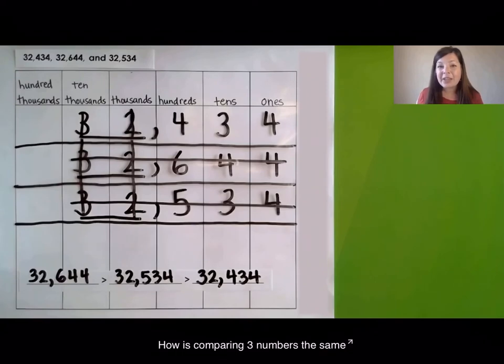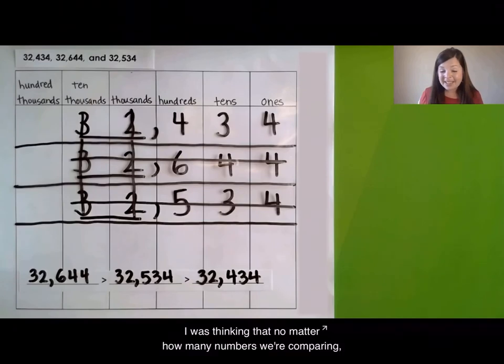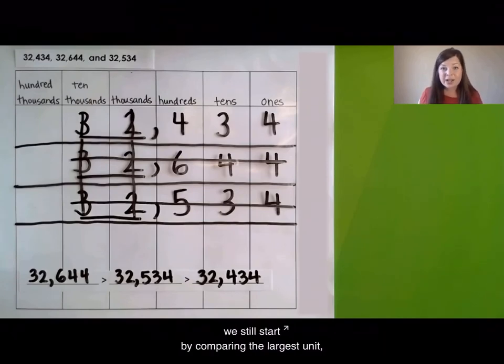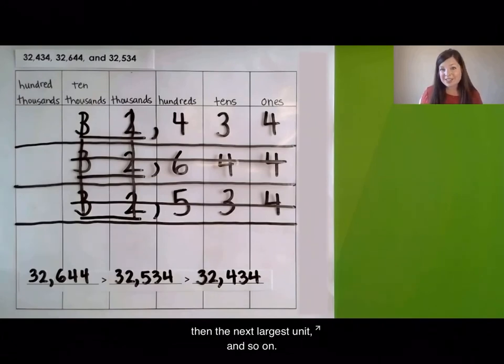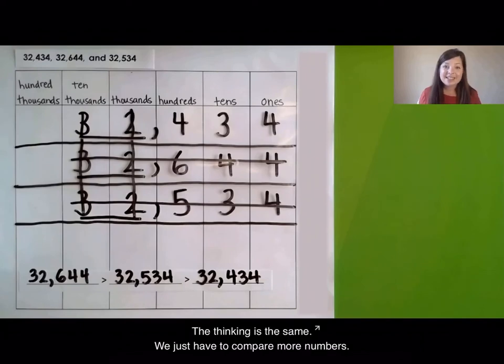How is comparing 3 numbers the same and different from comparing 2 numbers? I was thinking that no matter how many numbers we're comparing, we still start by comparing the largest unit, then the next largest unit, and so on. The thinking is the same, we just have to compare more numbers.